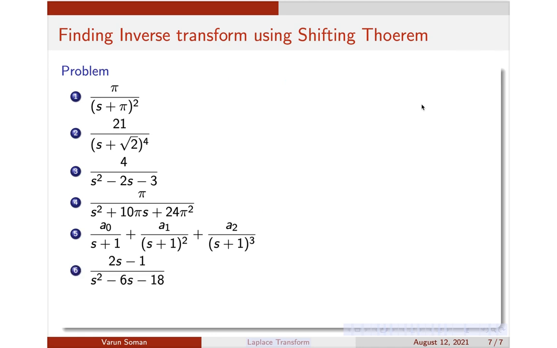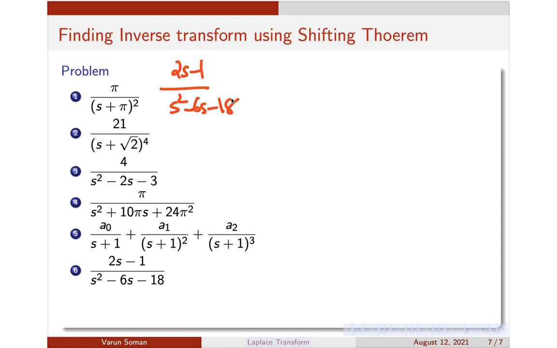Again, one more question: 2s minus 1 by s square minus 6s minus 18. Here also you can try the partial fraction approach. Maybe it is difficult here, but you can try it. You can use the quadratic formula to factorize it by finding the roots. You can use any approach you like, but let me try to do this problem using the shifting theorem.